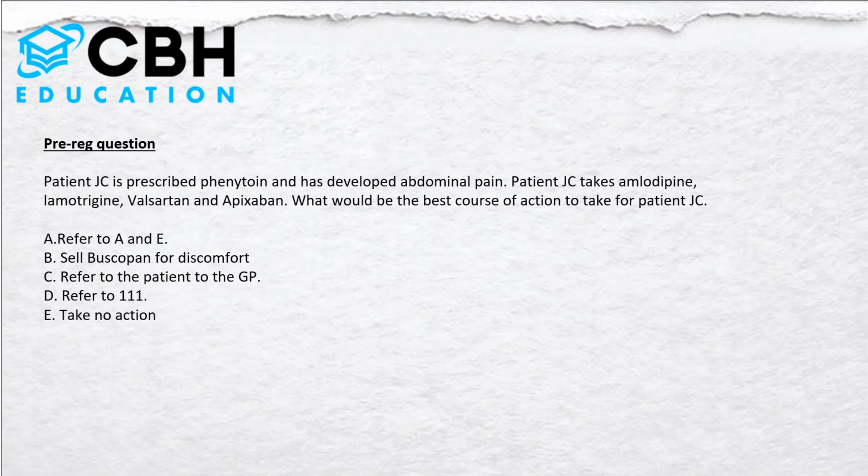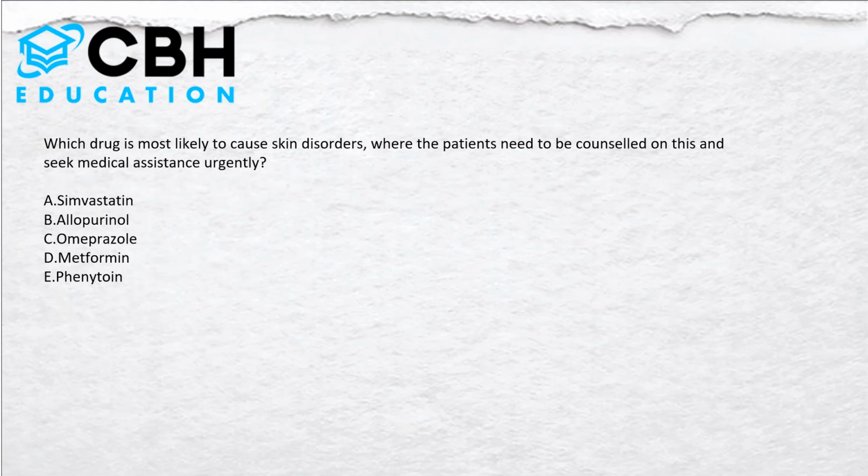Okay, so patient JC is prescribed phenytoin and has developed abdominal pain. They take amlodipine, lamotrigine, valsartan, and apixaban. What would be the best course of action for JC? Refer to A&E, sell Buscopan for discomfort, refer patient to the GP, refer to 111, take no action. Okay, abdominal pain, you straight away refer to A&E, classic red flag sign. So that's what you'd need to do here.